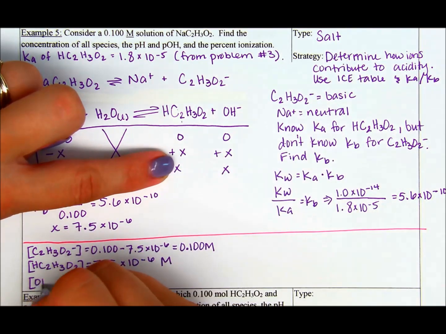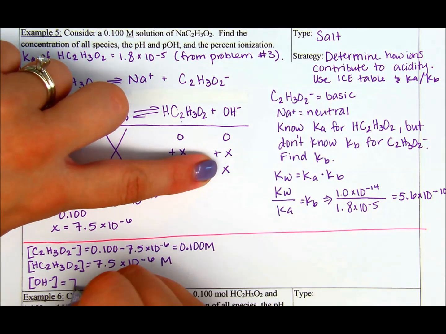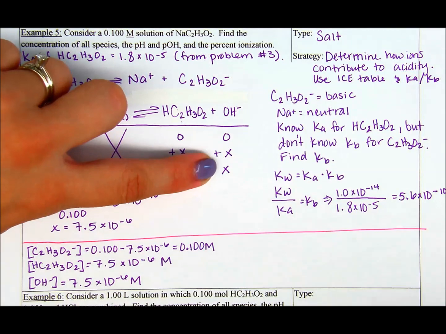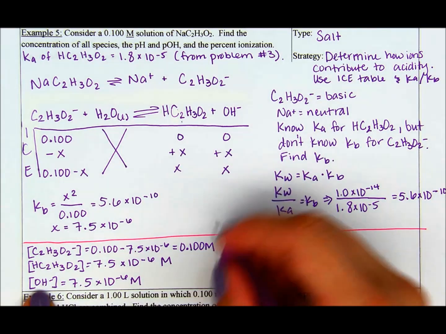Concentration of hydroxide equals X, so 7.5 times 10 to the negative 6 molar. Okay, now that I have my concentration of hydroxide, I can easily find my pOH.